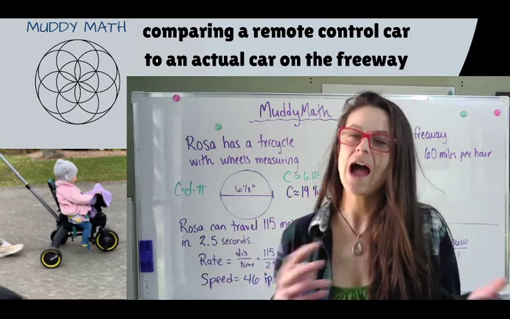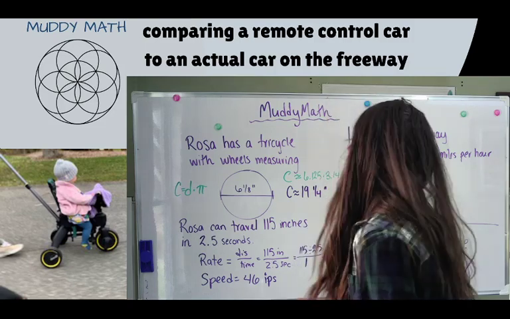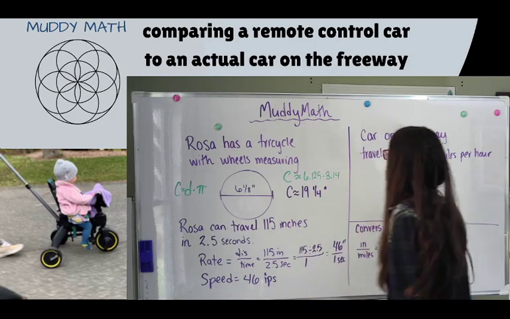And I wrote IPS because when we're comparing this to a car on the freeway, cars travel at miles per hour or kilometers per hour. When I lived in Costa Rica, it was kilometers per hour. So here we want to compare the speed of Rosa on her tricycle to a car.